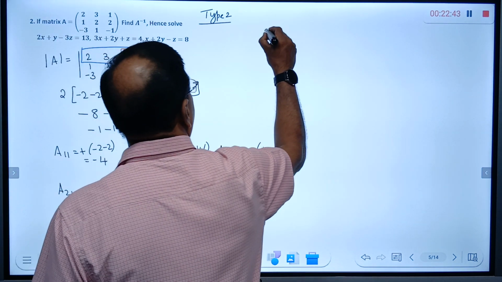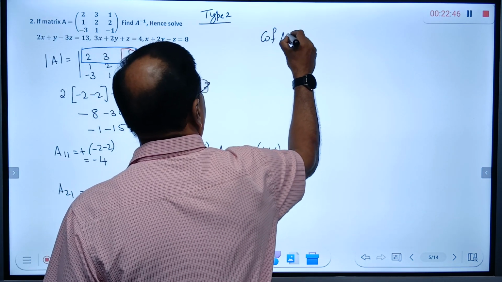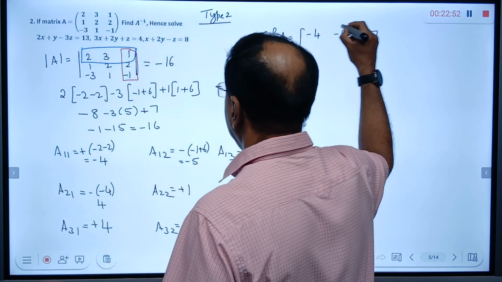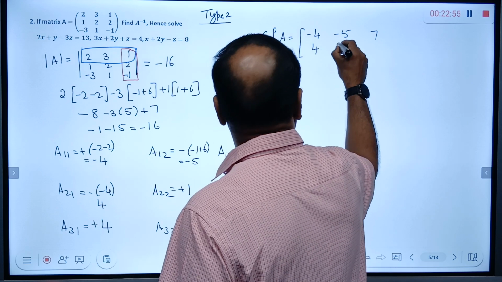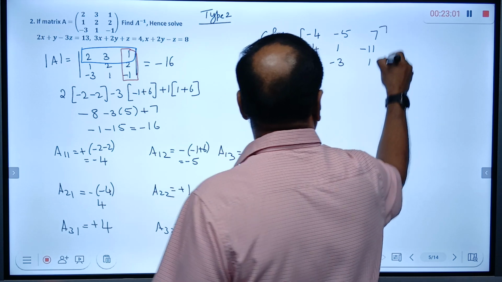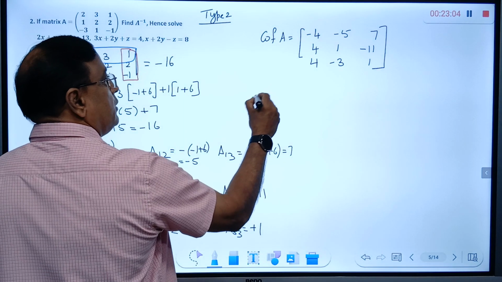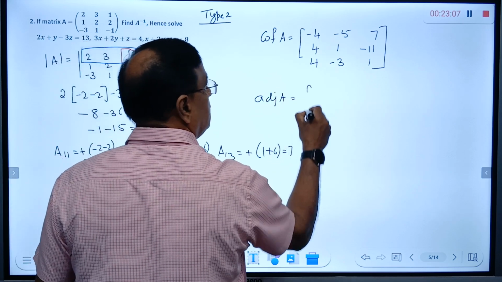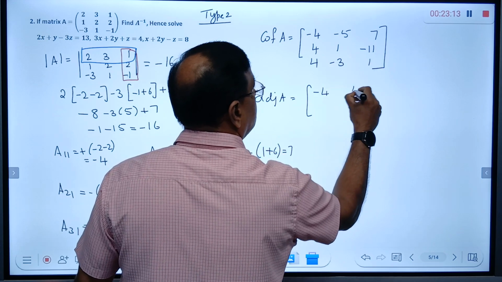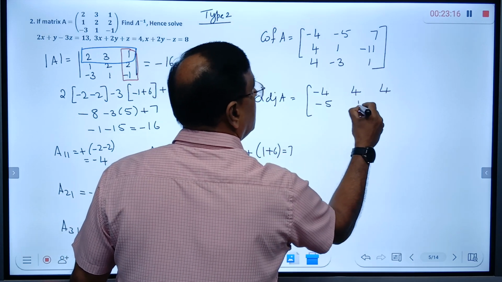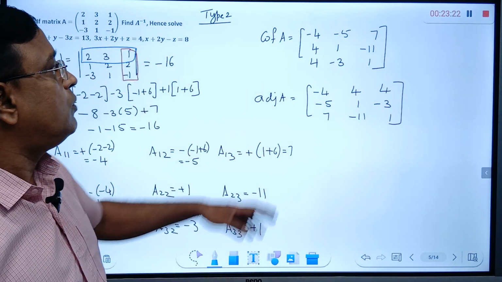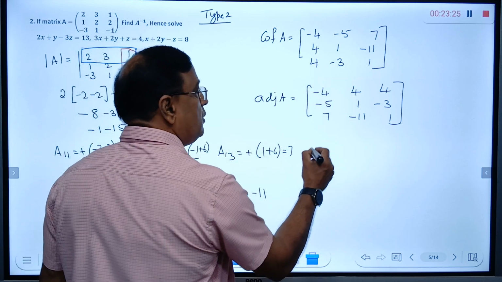Now, what is the cofactor of A? The cofactor of A will be minus 4, minus 5, 7, 4, 1, minus 11, 4, minus 3, 1. Then you find the adjoint of A. The adjoint of A will be minus 4, 4, 4, minus 5, 1, minus 3, 7, minus 11 and 1. The adjoint is the transpose of the cofactor, so you take the transpose.